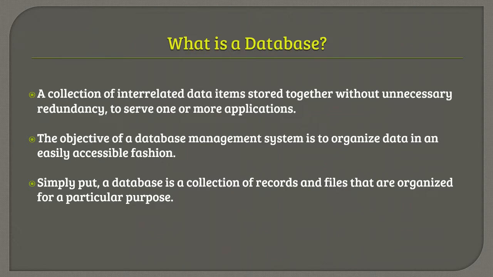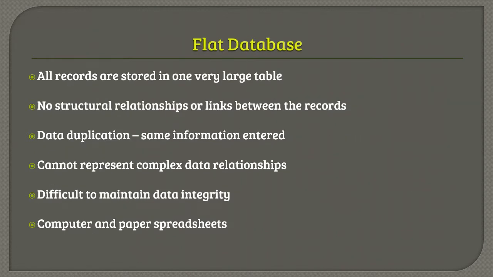There are two different types of databases: flat database and a relational database. In a flat database, all records are stored in one large table, and there are no structural relationships or links between the records. Information is duplicated multiple times. These types of databases cannot represent complex data relationships. They are difficult to maintain data integrity. Computer and paper spreadsheets are considered flat files.